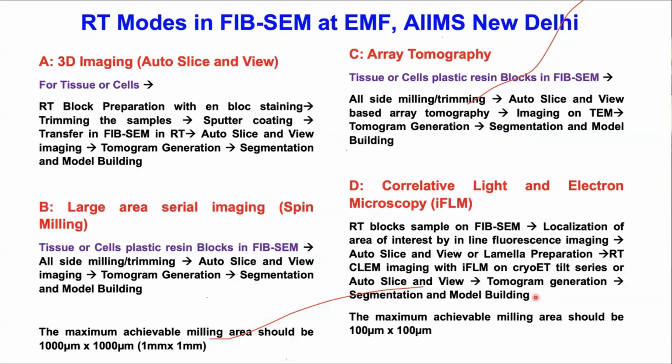So it's for the MSc or the first year PhD students who are going to work in these directions. I have made it in a very simple way to show how tissues and cells are going to be used. For 3D imaging, you can start with the block preparation, and then trim the samples, sputter coat them, and transfer to the FIB-SEM at room temperature for auto slice and view imaging, tomogram generation, and finally you can do segmentation and model building to get the 3D imaging at ultrastructural resolution, not the molecular resolution. The same way with the spin milling also, array tomography.